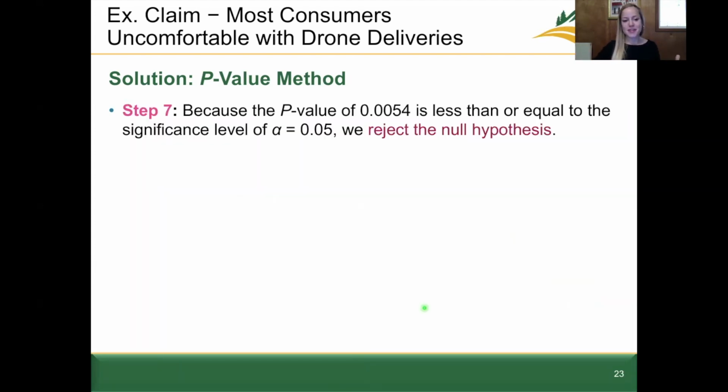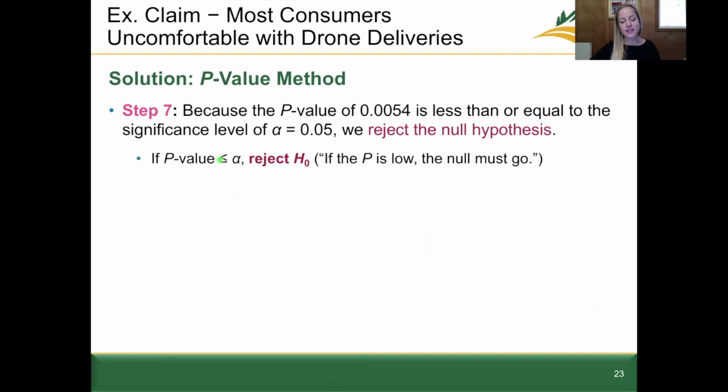So remember for step 7, we need to compare our p-value to our alpha significance value. The two options when we do this is that we get a p-value that's less than or equal to our alpha value. If that is the case, then we reject the null hypothesis. Our other option is that our p-value is greater than our alpha value, then we would fail to reject the null hypothesis.